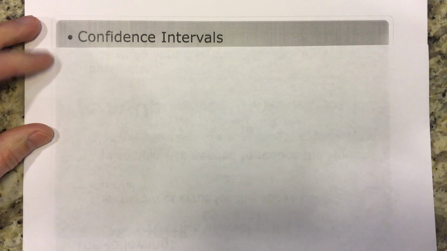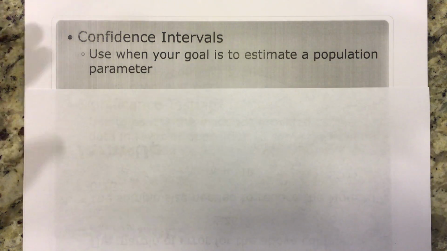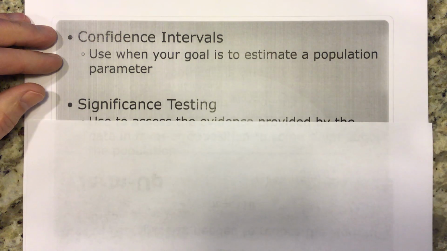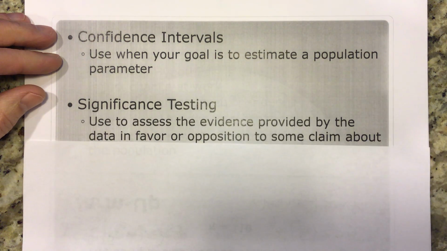Confidence intervals. We're going to use those when our goal is just to estimate something, right? We're estimating a parameter and we're like, okay, we're 95% confident it's in this window. Nothing wrong with that. But sometimes we want to go further than that, okay? And that's when we use a significance test.